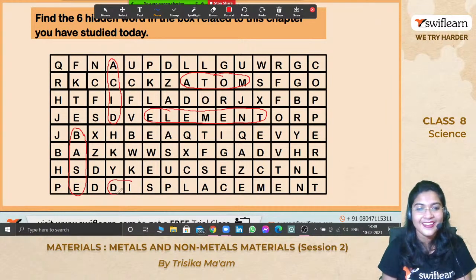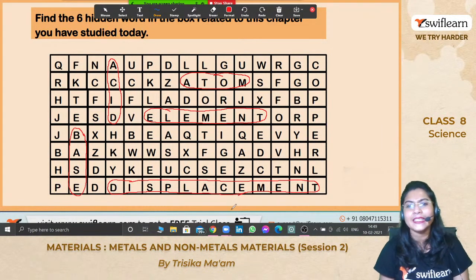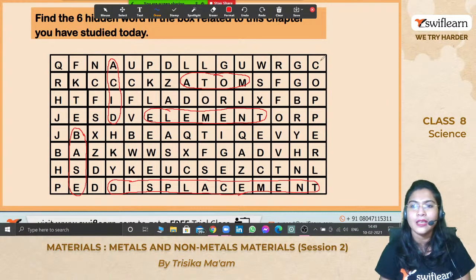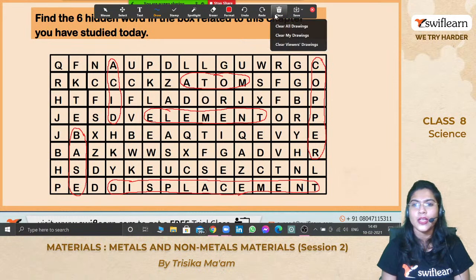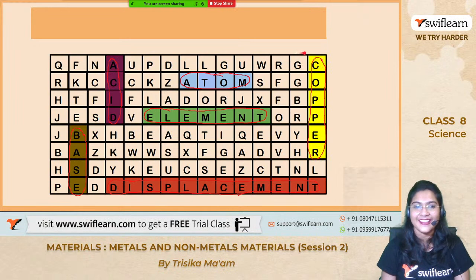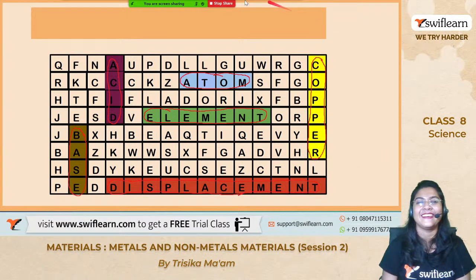Okay. Next, displacement. We have studied about the displacement reaction, remember? Anything else? We have found one, two, three, four, five. Oh, one more. Who will tell me another one? Okay, copper. Yes, found all 6 of them. Let me check whether I have found all of them or not. Exactly, I have found all of them with you all, right? Okay, chalo.